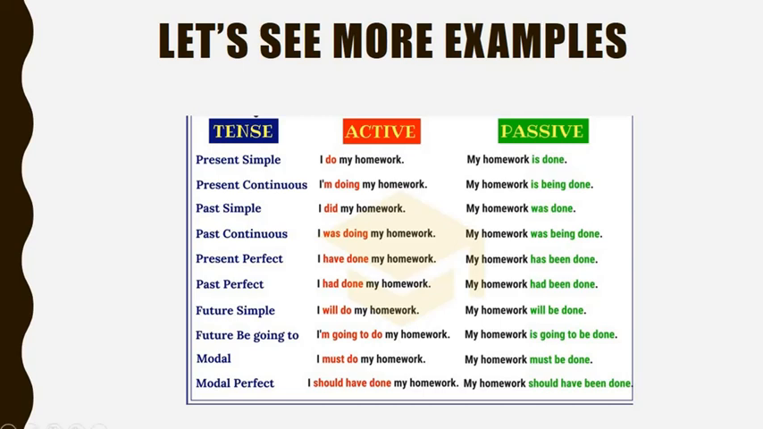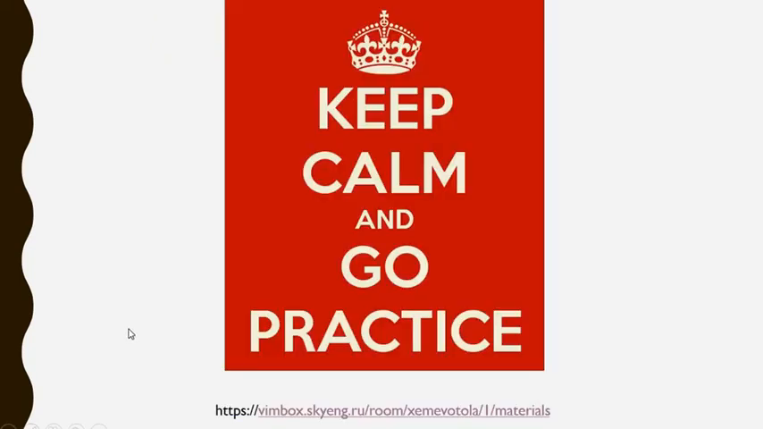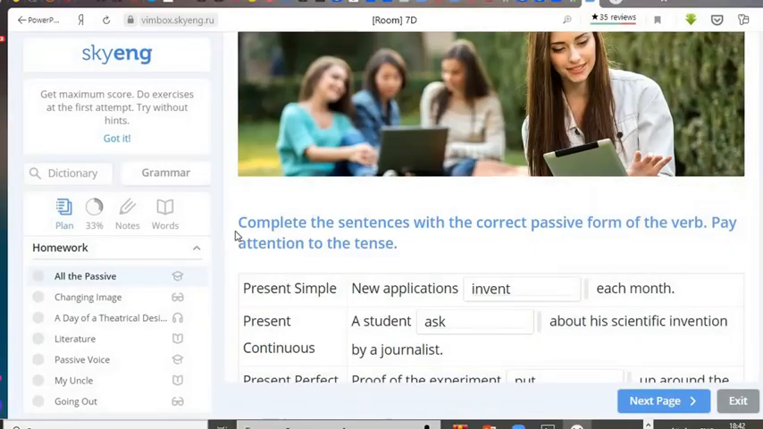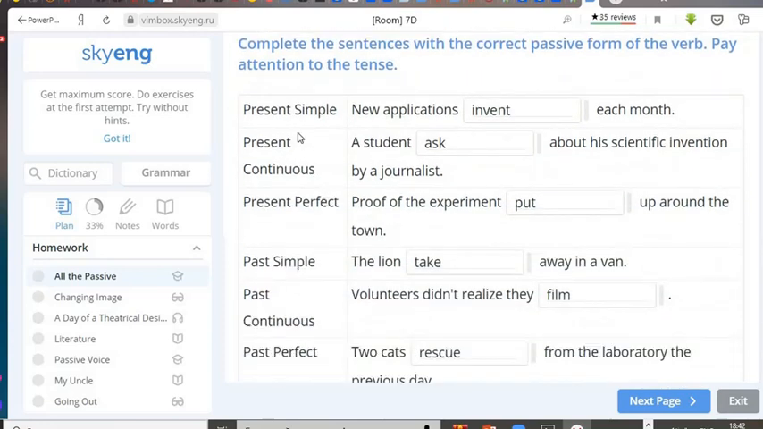So, I suppose it must be clear for you? So, let's go further. And now it's time for practice. So keep calm and go practice. Then, you have to complete the sentences with the correct passive form of the verb. You have to pay attention to the tense. Let's look at the examples. The first one is in present simple.